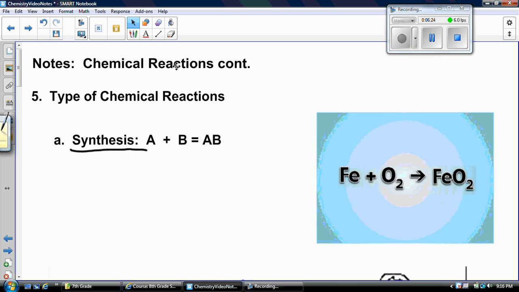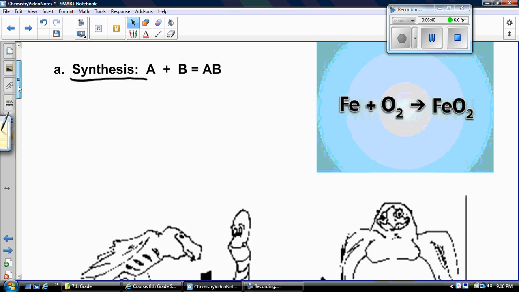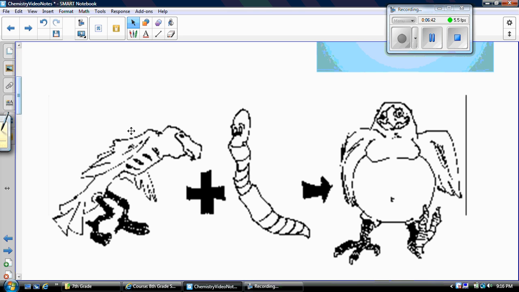Okay, when we look at chemical reactions, we're going to start classifying those. A synthesis reaction basically has an element plus an element makes a compound. So here's your example: iron plus oxygen gives iron oxide. That's a synthesis reaction. A really cute picture of this: a bird plus a worm. The bird eats the worm and becomes a bigger bird, because the worm, I guess, is in his belly. It's kind of cute.